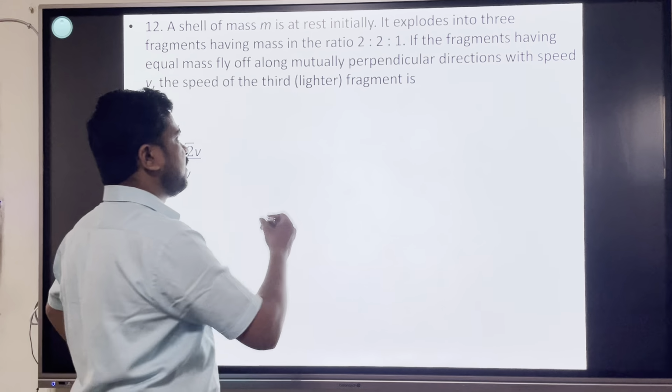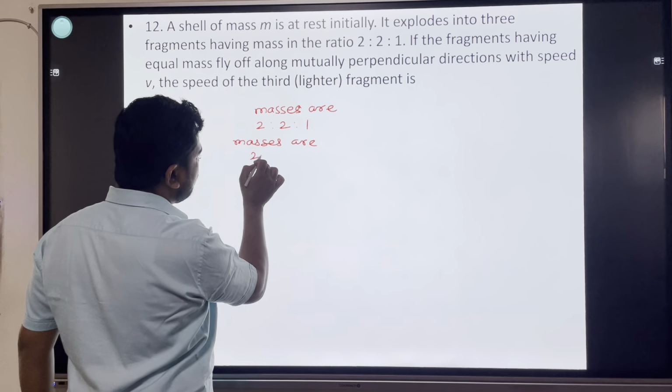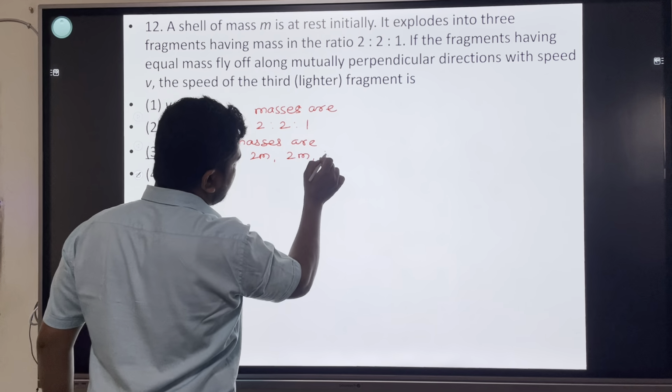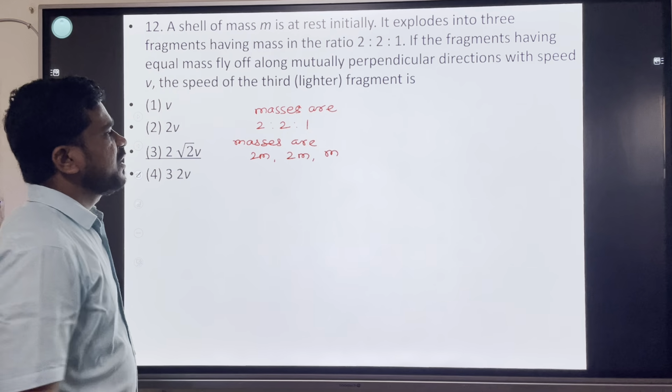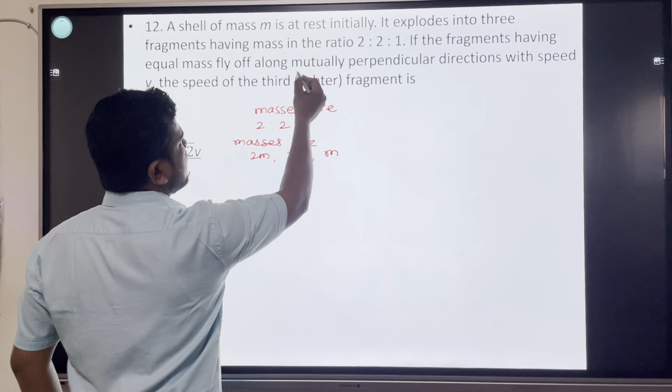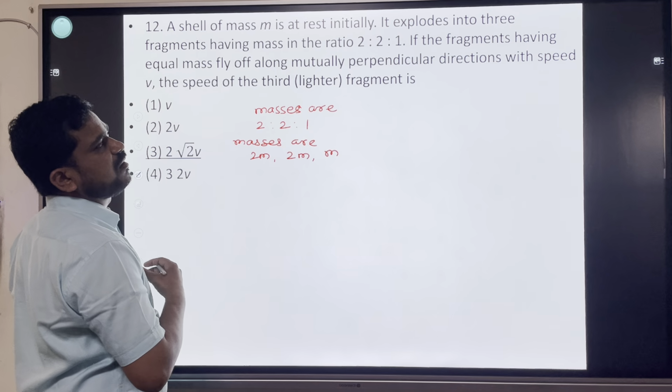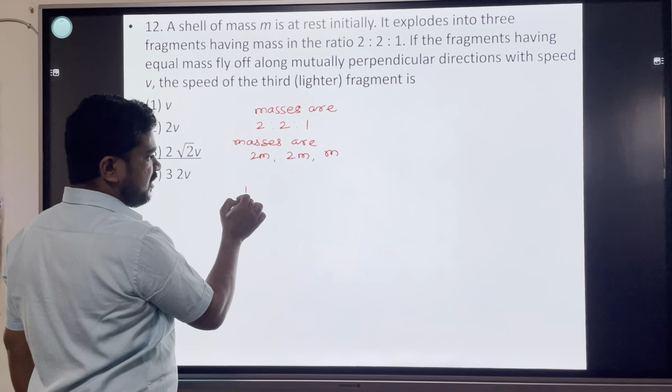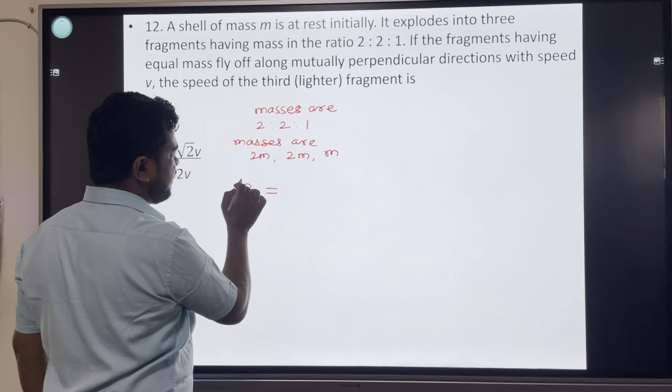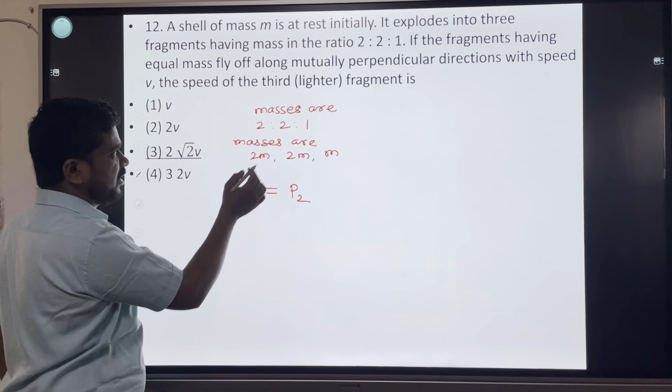Masses are in the ratio of 2:2:1. If common multiple is m, then masses are 2m, 2m, m. Okay, here 2 particles are moving mutually perpendicular to each other. Initial momentum, according to law of conservation of linear momentum, p1 equal to p2, initial velocity 0, p1 equal to 0.